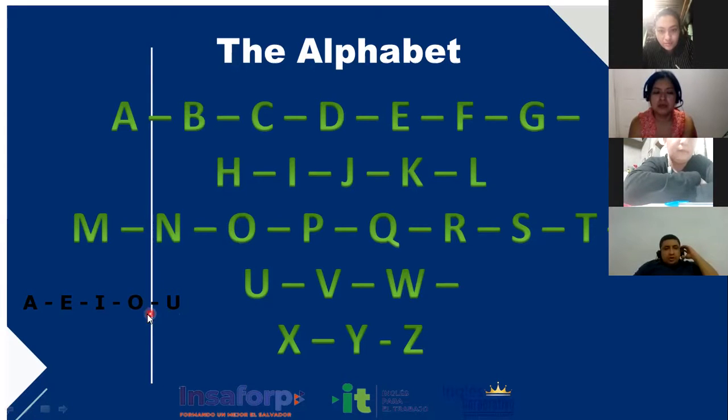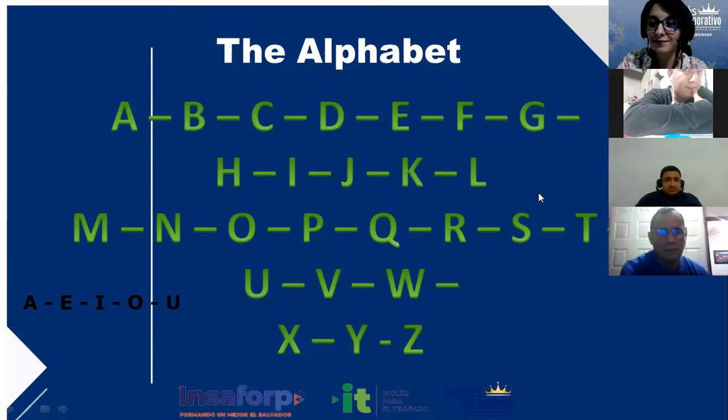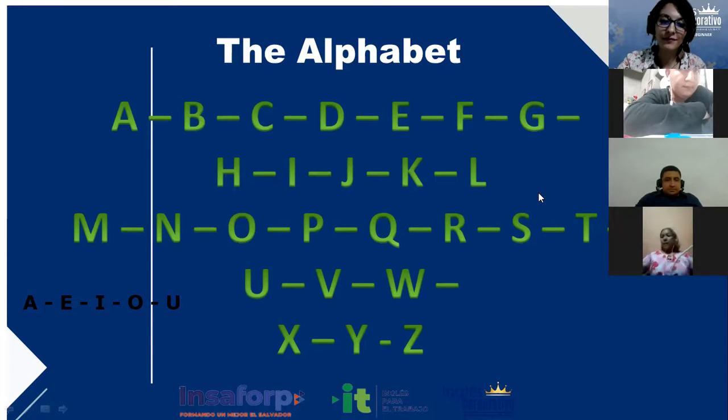U, O, I, E, A. Correct. Thank you. Let's see, Mirna, can you say the vowels? A, E, I, O, U. Okay, correct. Well, thank you.